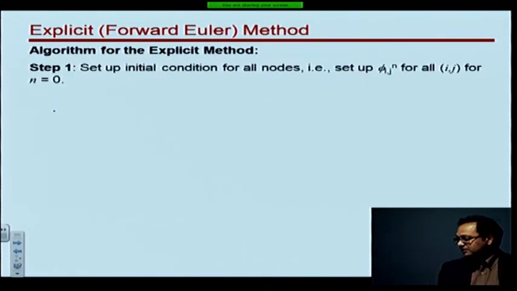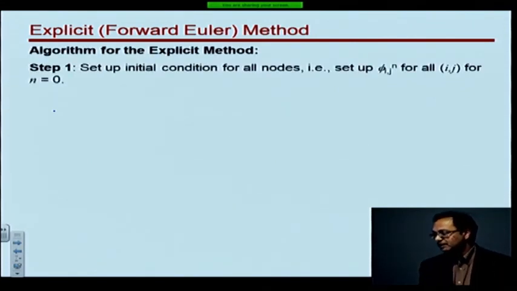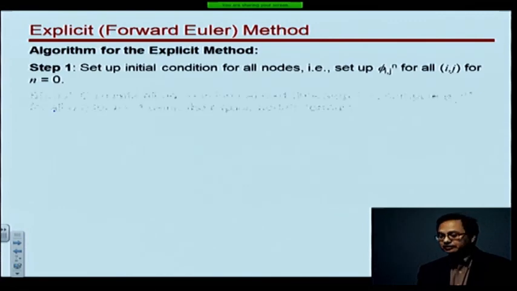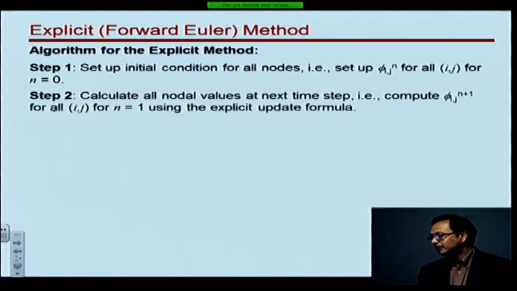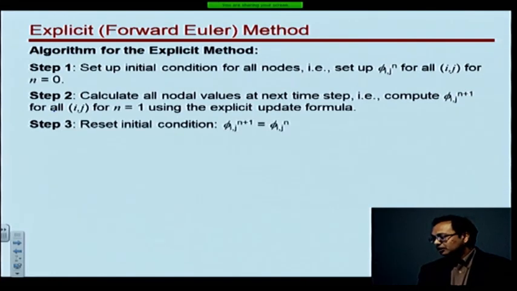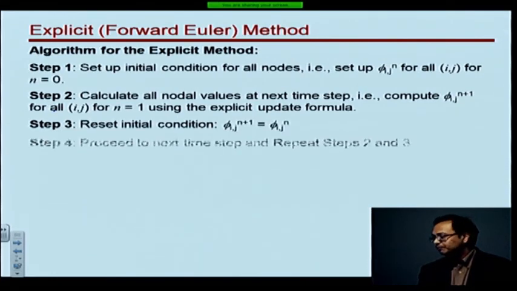So here is the summary of the algorithm. First step is you set up initial conditions for all nodes. This is basically starting at n equal to 0. This is very similar to starting with an initial guess in an iterative method. You get all nodal values at the next time step. You compute phi i,j at n plus 1 using your explicit update formula. Then you reset your initial condition, and you proceed to the next time step and repeat steps 2 and 3.